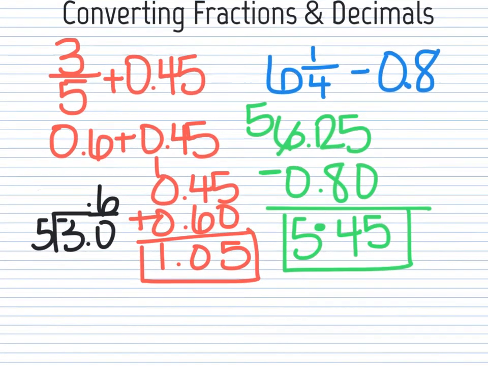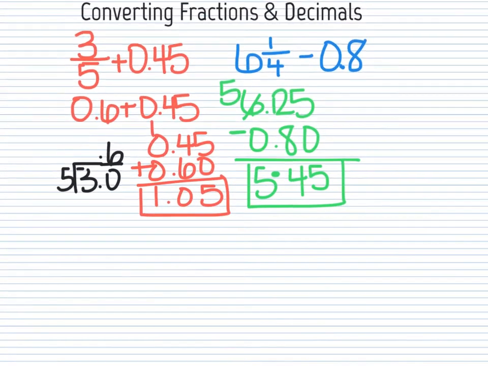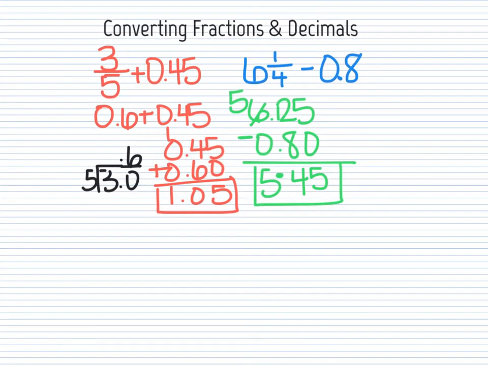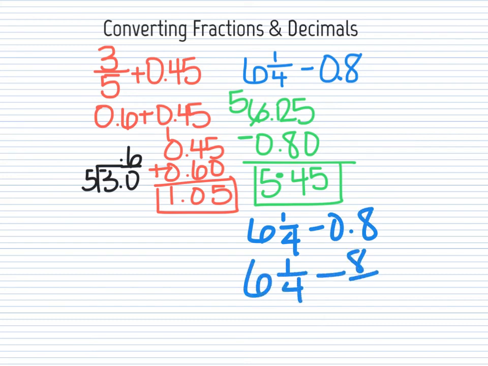Now, let me show you one of them. If we want to change them to fractions, let me show you this. If I wanted to do my second one, I'm going to rewrite it. If I have 6 1/4 minus 0.8, I could change that to be 6 1/4 minus 8/10. And then from there, find my common denominator, which would be 20.